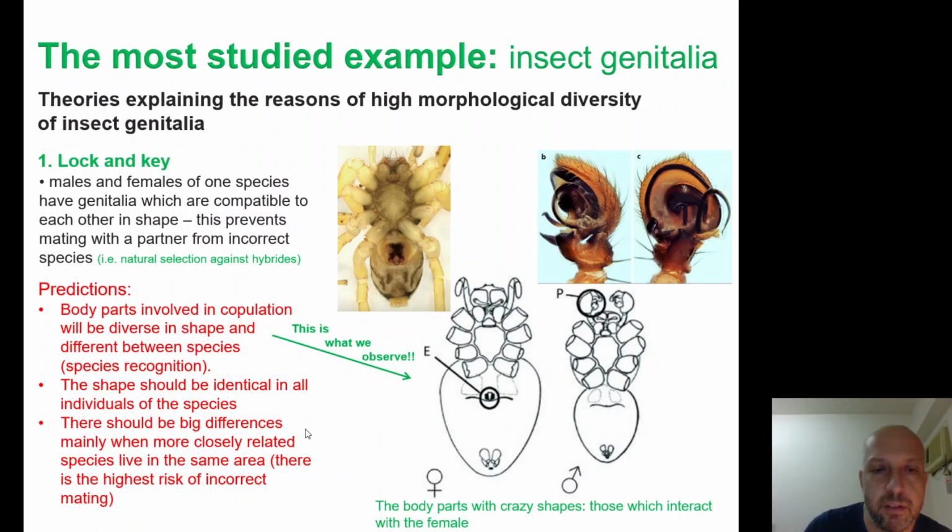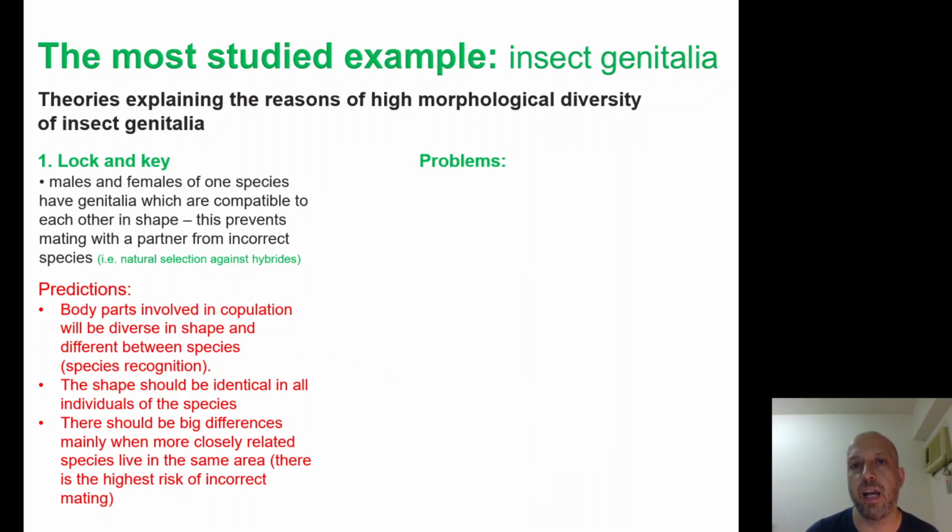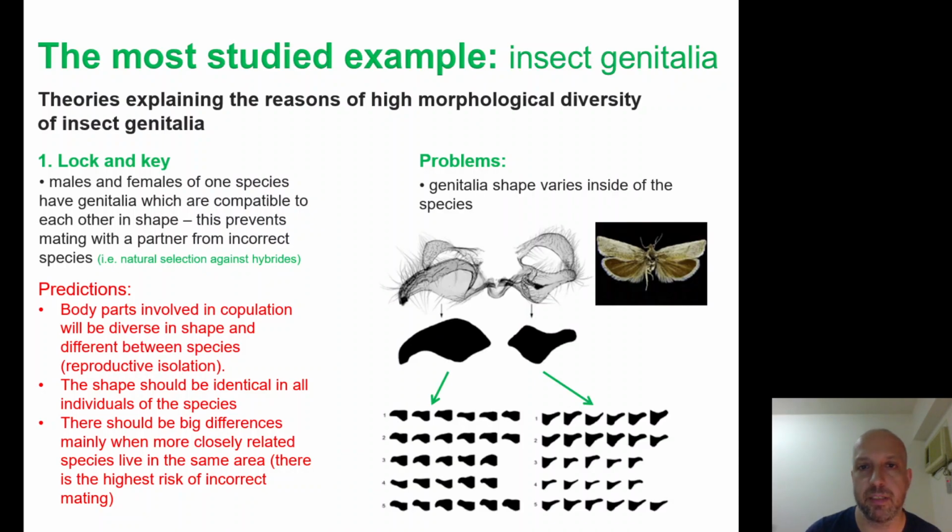And also, because the main purpose of these crazy shapes under this theory would be to prevent incorrect mating, we would expect that if there are closely related, very similar species living together in the same area, then these two species would need to have very distinct genitalia, right? Because this would be the way to prevent incorrect mating. So, okay, how do we stand if we check the real animals?